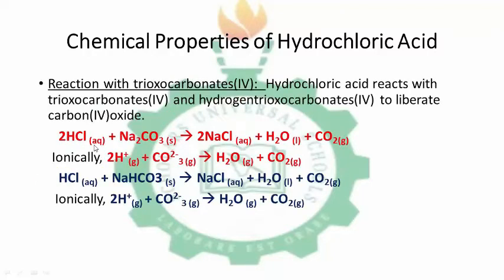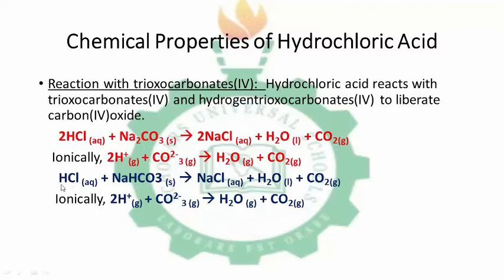Now, to the next chemical property of hydrochloric acid: reaction with trioxocarbonate(IV). Hydrochloric acid reacts with trioxocarbonate(IV) and hydrogen trioxocarbonate(IV) to liberate carbon(IV) oxide gas. Here, hydrochloric acid reacts with sodium trioxocarbonate(IV), giving sodium chloride, forming some water molecules and also liberating carbon(IV) oxide gas, which is also the same as carbon dioxide gas.